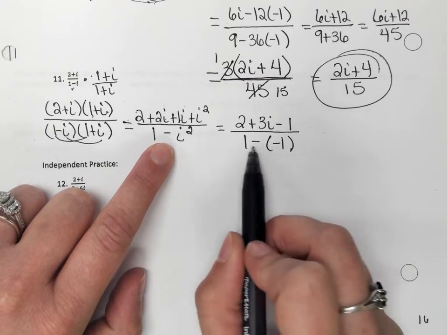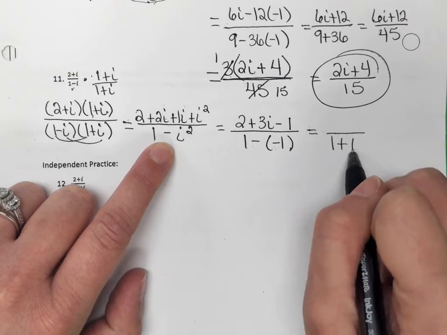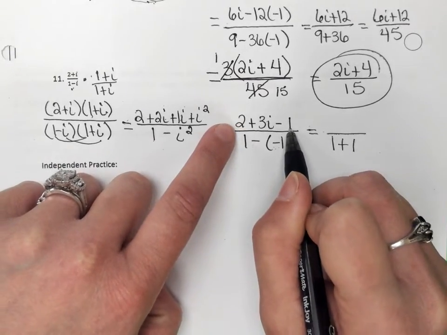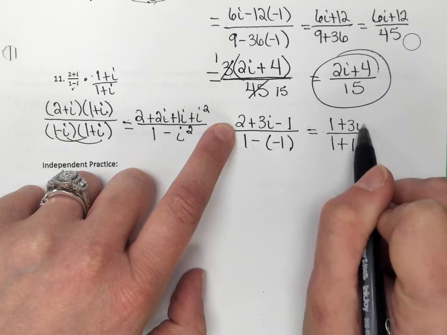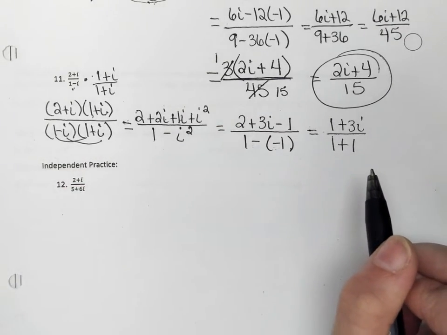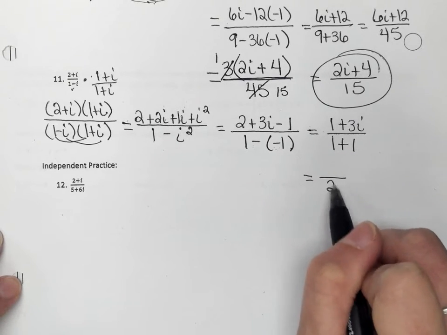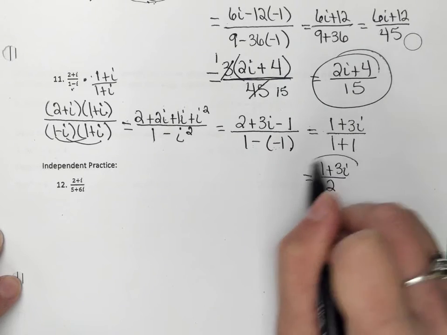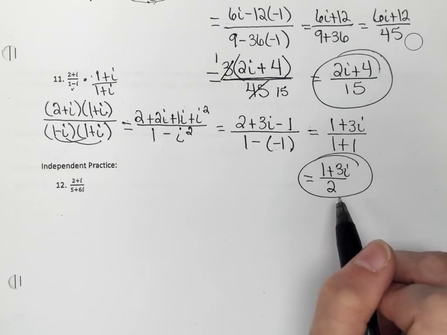So how much is 1 minus negative 1? Positive 1. And then on the top, how much is 2 minus 1? Positive 1. And one more step. What you got? Add the bottom. So that's 2. And I don't have an i in the bottom anymore, so I'm good. The whole purpose of that was to get i out of the bottom.